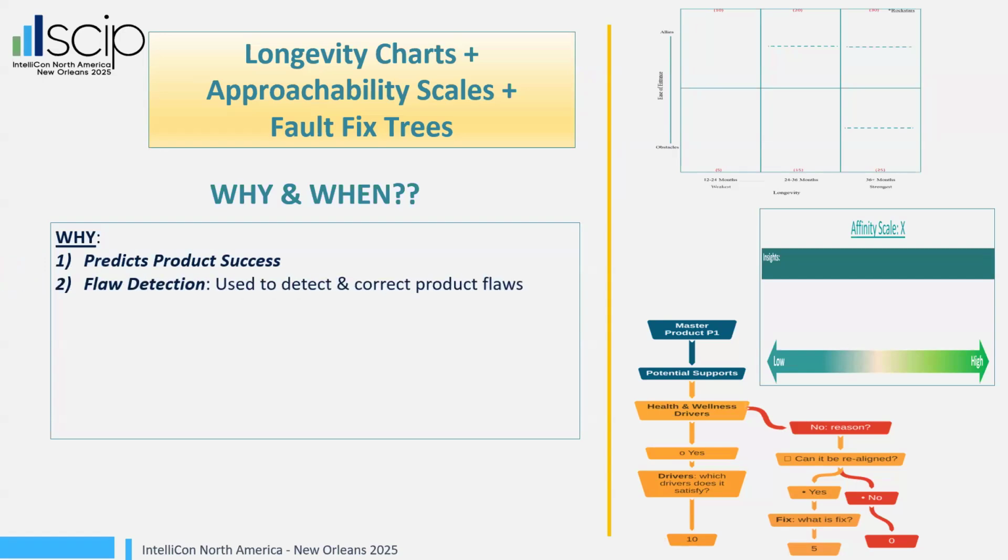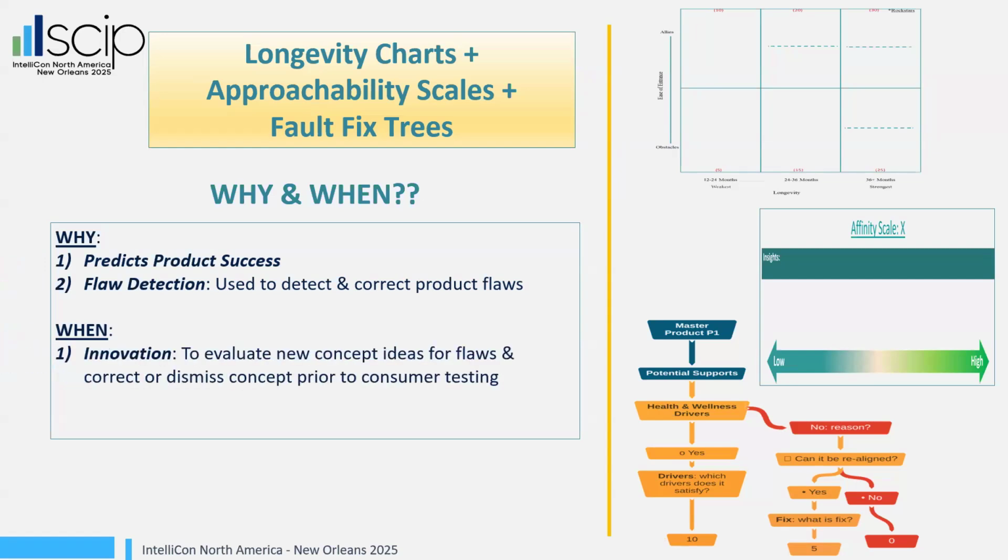First of all, it predicts product success. Another reason you would want to use it is to detect flaws, so you can correct the product before it even gets to consumers. When you would use it is if you're going through an innovation phase, so you're evaluating new concepts for flaws, correcting or dismissing concepts prior to consumer testing. So you might have 50 ideas, you need to get to 7. This is the example we would use.